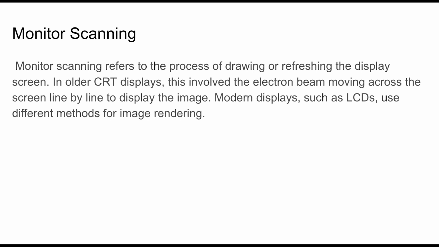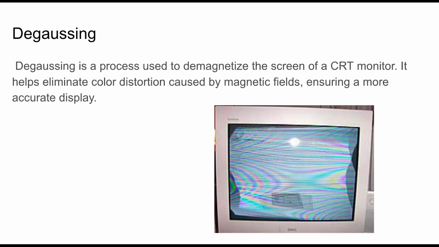Monitor scanning. Monitor scanning refers to the process of drawing or refreshing the display screen. In older CRT displays, this involved the electron beam moving across the screen line by line to display the image. Modern displays, such as LCDs, use different methods for image rendering. If you've ever seen an old monitor where the scan is a line going down your whole computer horizontally, like it's drawing on your computer, you can literally see it scanning.